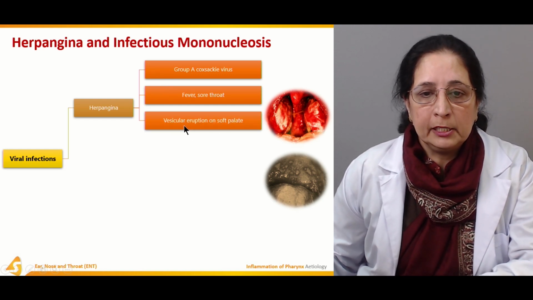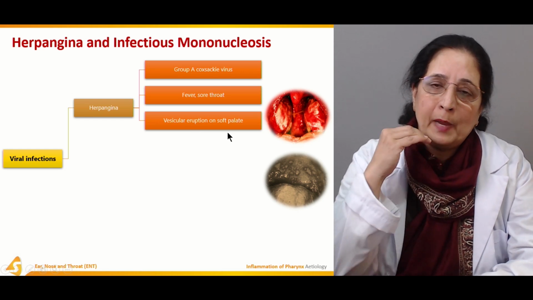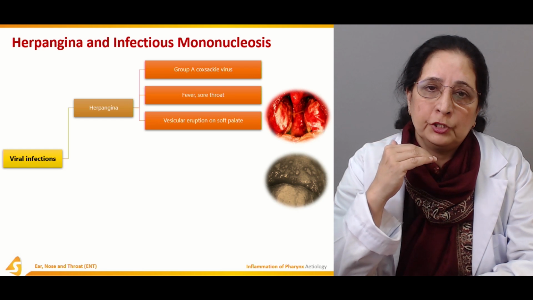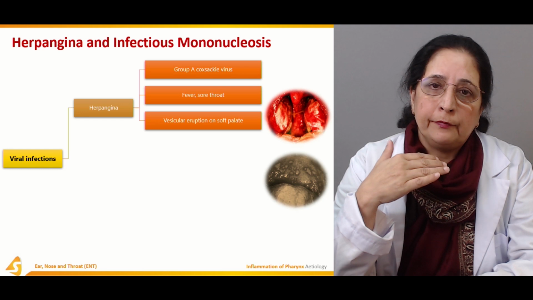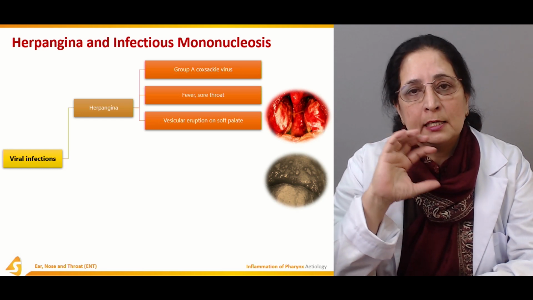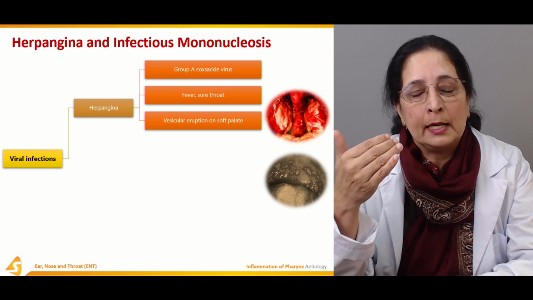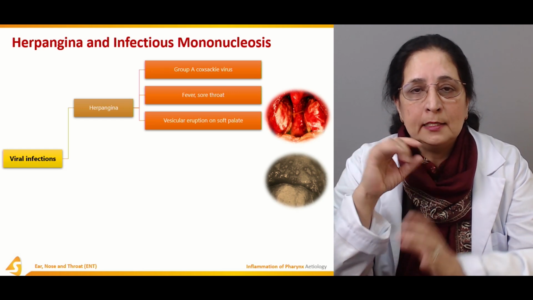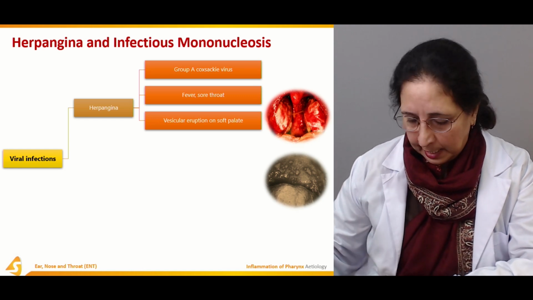Then we have vesicular eruption on the soft palate. Soft palate is the front portion of the roof of the mouth. If you touch the front part with your tongue, it's soft, and then the back is hard, that's the hard palate. So there is vesicular eruption present on the soft palate.